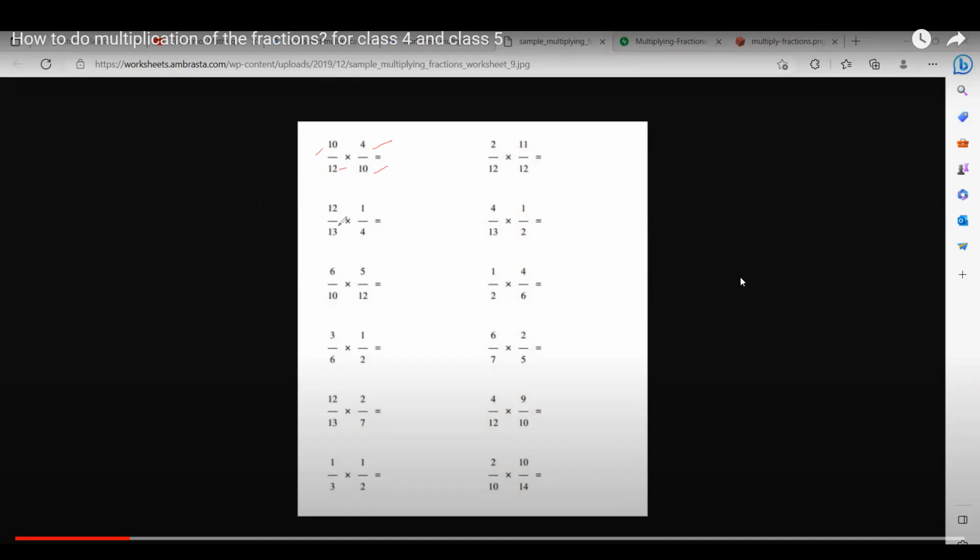Is it clear to everyone? The two steps that I have discussed: first we need to find out whether we can divide, and the next step we need to find out whether we can multiply. Is it clear to everyone? Abhishekta, is it clear? Yes, ma'am.